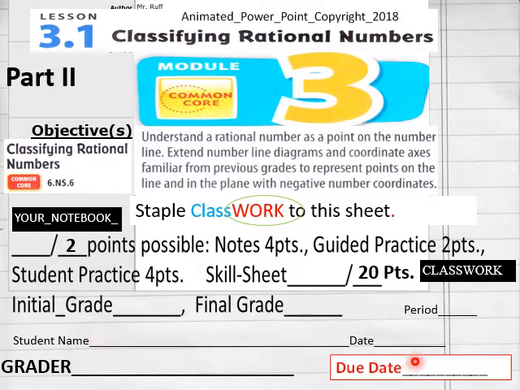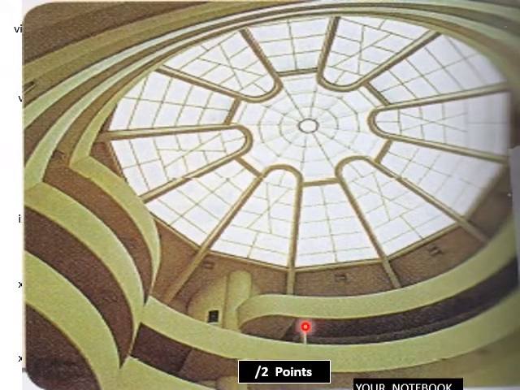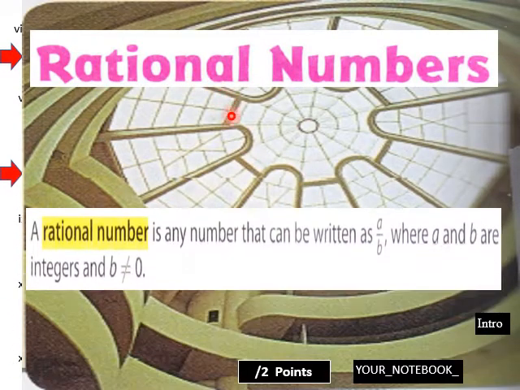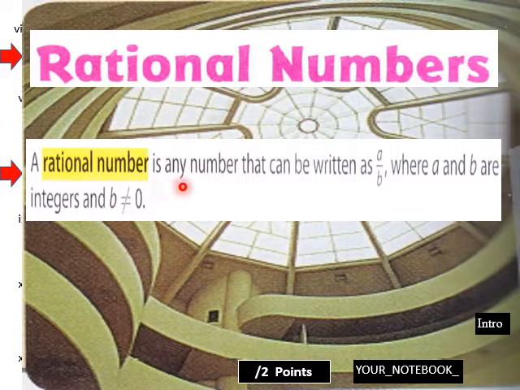Students, put your name, date, period here on your phone, your tablet, your paper, your iPad, your Chromebook. Let's go right into page 1 of today's lesson. It's a notebook entry, rational numbers. A rational number is any number that can be written as a over b, where a and b are integers and b cannot equal 0. So right there's a pretty good definition of rational number.